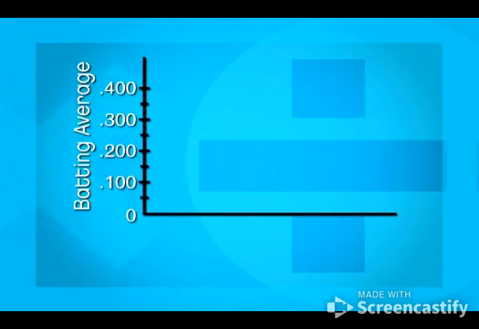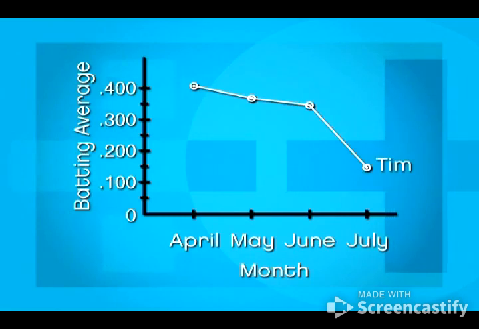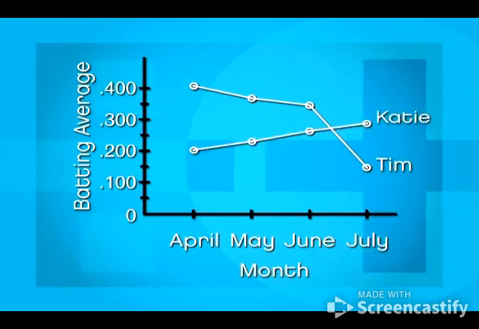The process is similar to what we did for the bar graph. Put the results, the batting averages, on the vertical axis. Put the time scale on the bottom. Now plot the data for each player. Tim is .405 for April, .365 in May, .344 in June, and .144 in July. Last, connect the dots. And repeat the process for Katie and Hernando.